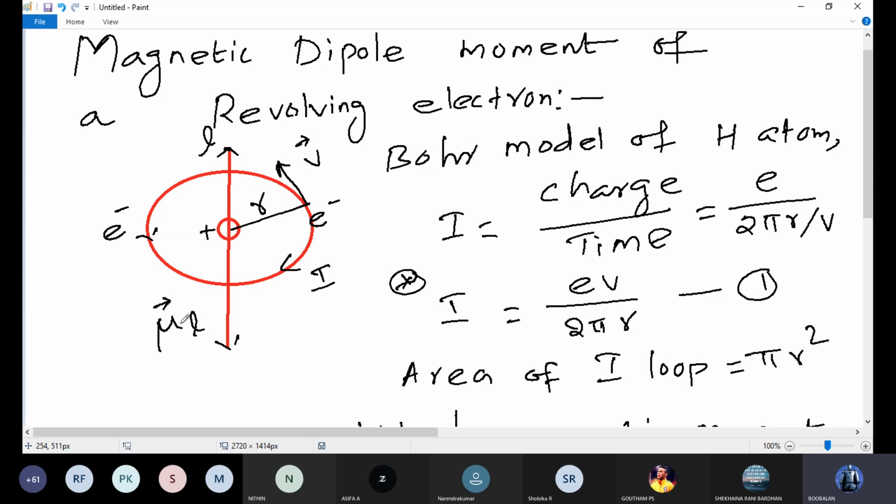And L is in the upward direction. What is L? That is the angular momentum. L is in the upward direction. So L refers to angular momentum.